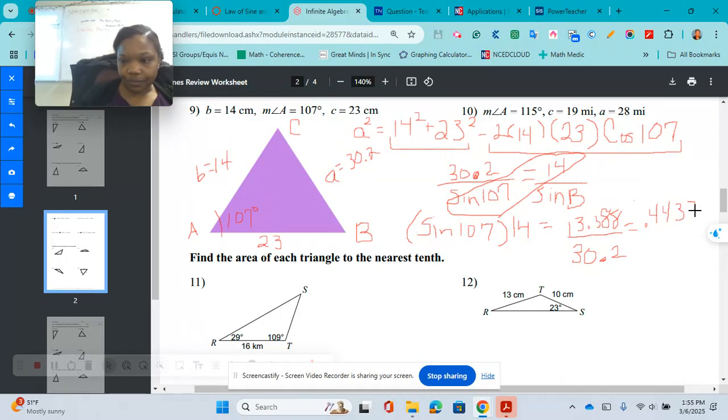What'd you get? I have not used the calculator. I'm just trying to get that. What will we have to do now? Last step. What's it called? The inverse sine. Sine inverse, sine to the negative 1. So I do the sine inverse of that answer, and I get 26.3. Perfect.